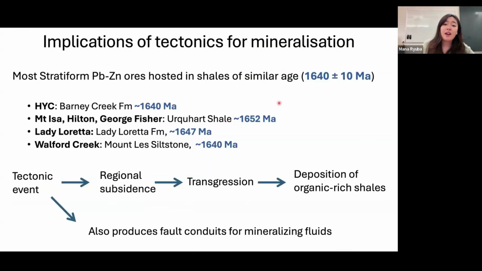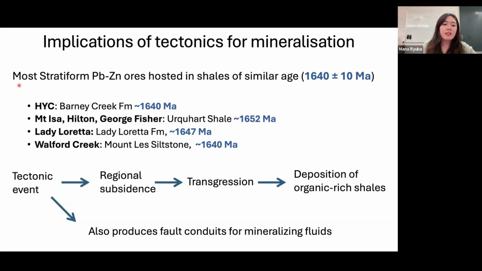And in addition to that, we know that the organic rich shales that host these stratiform zinc deposits are all of about a similar age, around 1640 million years plus or minus 10 million years. This is a list of them: HYC, Mount Isa, Lady Loretta, Walford Creek.